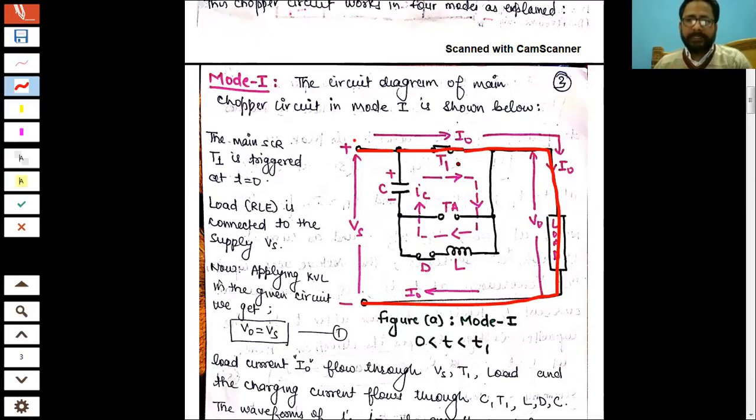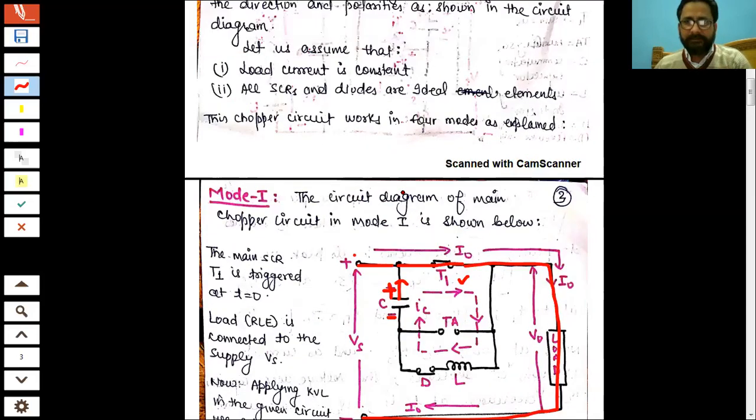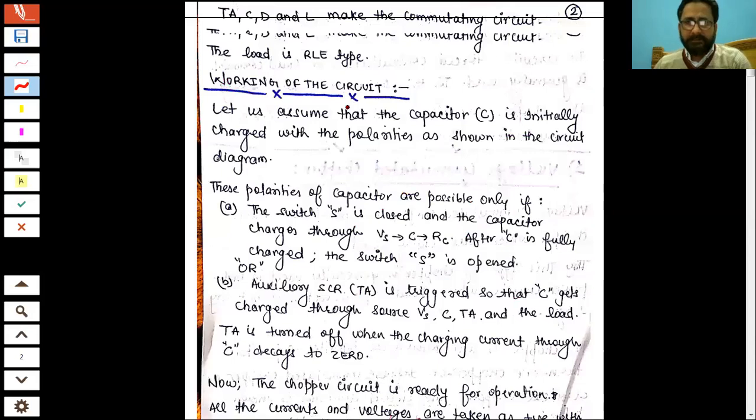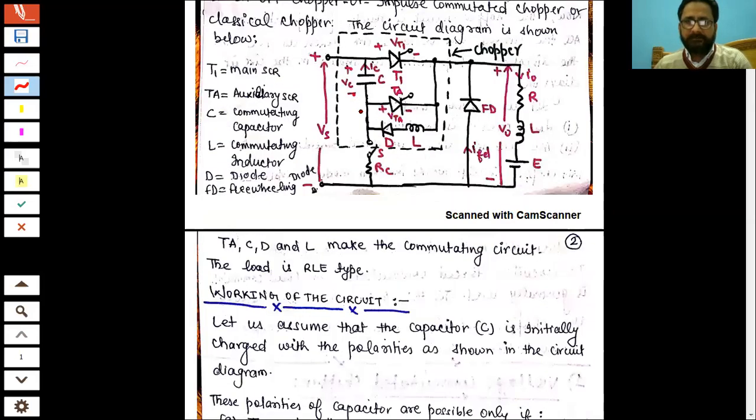Second, because the main SCR is conducting at time t is equal to 0, the capacitor will discharge because the capacitor current will find its path now. You can see this end is positive and this end is negative. Let us come to the main circuit. This end is positive and this end is negative of the capacitor. So TA is reverse biased because this is negative here. So this point is also negative, so the diode will be forward biased. That means it will be short, right?